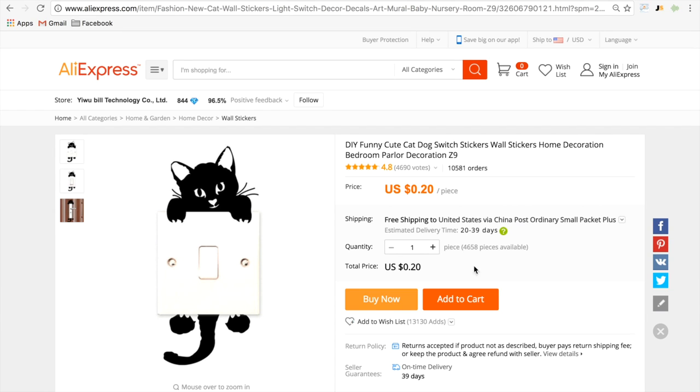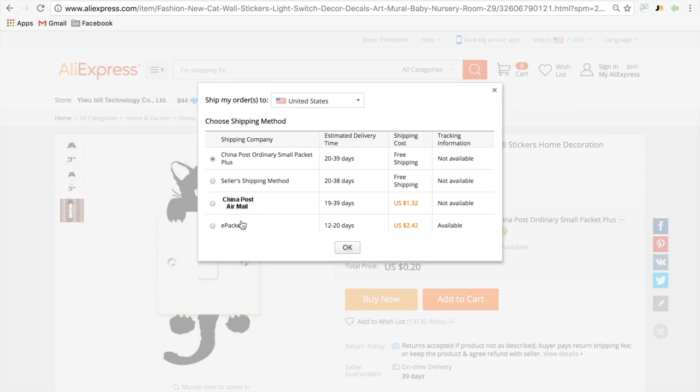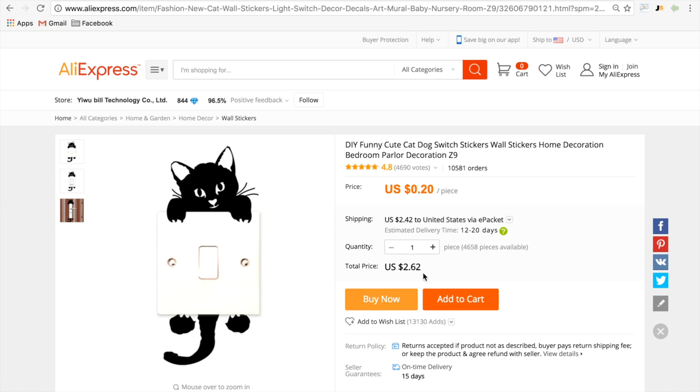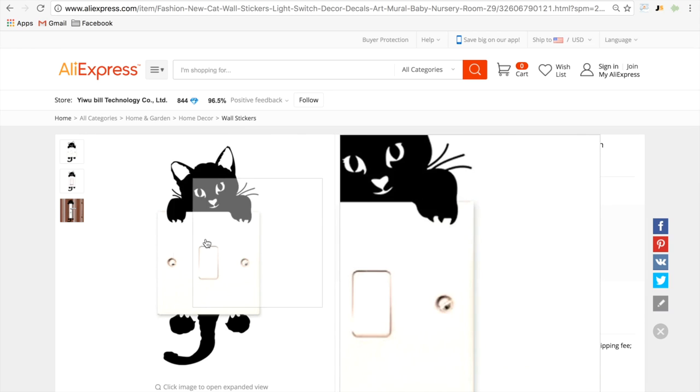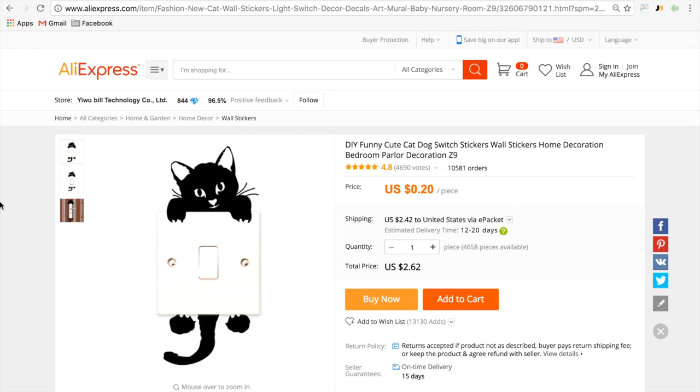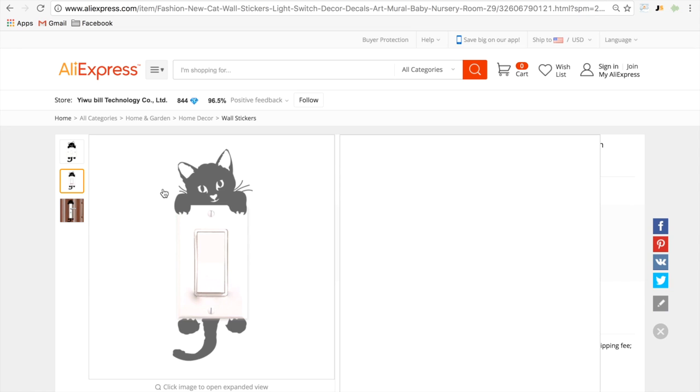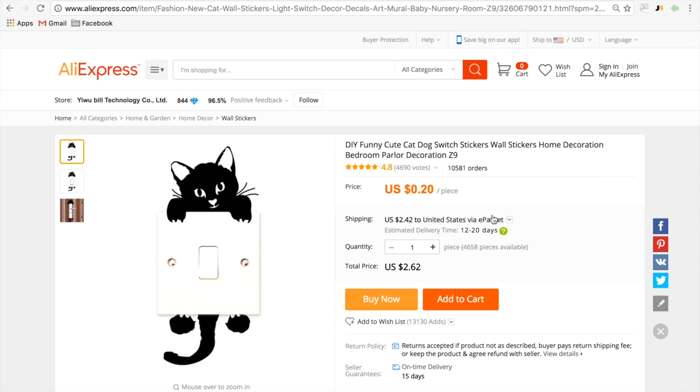So 20 cents here. Let's see. E-packet, $2.42. That's $2.62 for this sticker. You can sell it for $10.95, or you can definitely promote this as a free plus shipping offer, since it's so cheap, right? Say it's free, the people just have to pay shipping, and in the shipping you charge them $10.97 or $10.95, on $9.95. So that's another way of promoting it. Right now I'm only doing retail because I can play more with the price points.